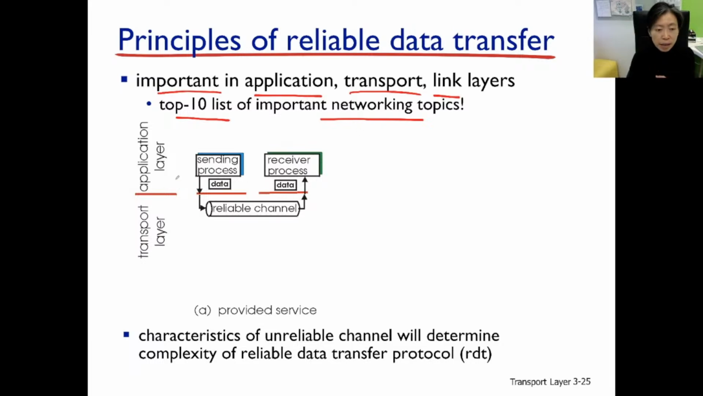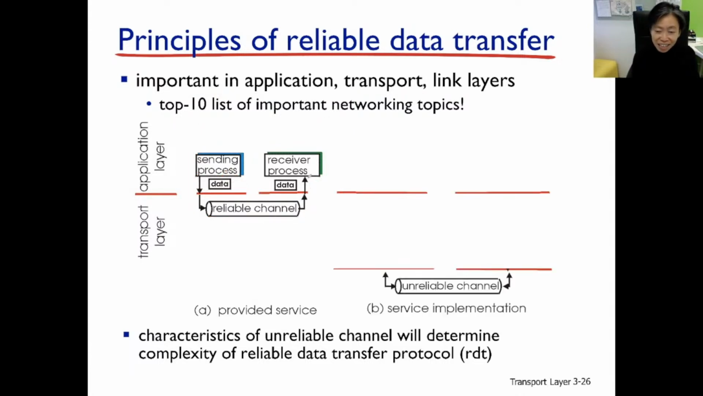Now this is the setting. We have processes sitting at the application layer. There's an application layer protocol, but there's also transport layer services these processes depend on to transfer application level messages. So the sending process here is sending out data. Data will go through a channel. Now this is a reliable data transfer service, so the channel is reliable. And hopefully at the other end, the receiving process grabs the data and interprets the data and things will just work out.